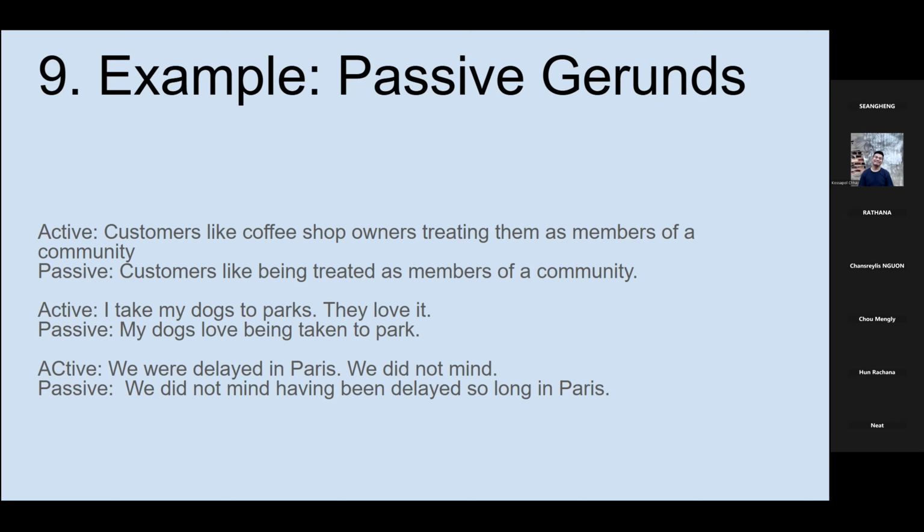Second example: I take my dog to the park, they love it. We know also that love we use with infinitive and gerund also. My dog loves being taken to the park.